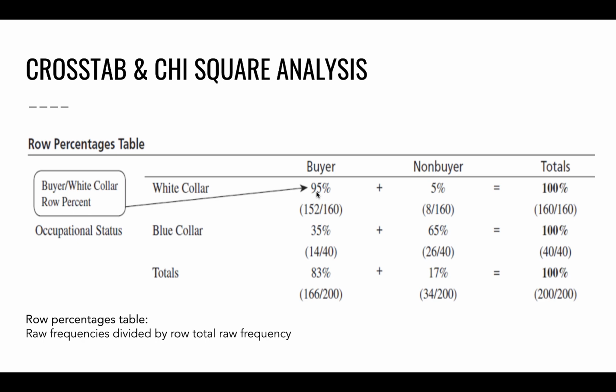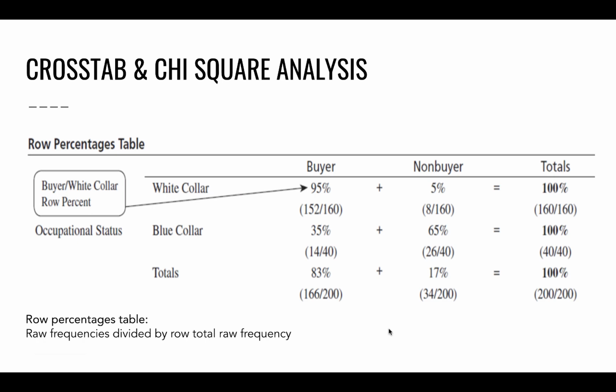Here you read the table horizontally because you work with the row percentages. You can say that of the 100% white collar workers, so of all the white collar workers, 95% of them buy craft beer, 5% of them claim they don't buy craft beer. And of the 100%, or the total amount of blue collar workers in this sample, 65% of them say they don't buy craft beer, and 35% of them say they buy craft beer. So this is just a very different way of looking at the same data.